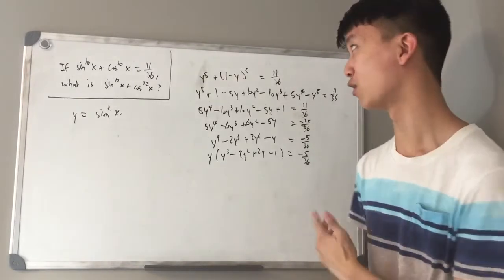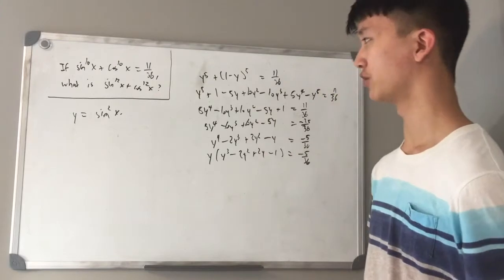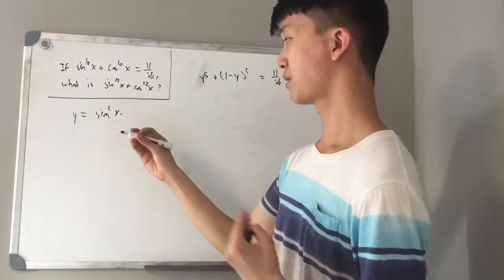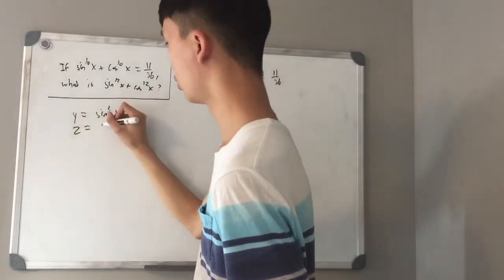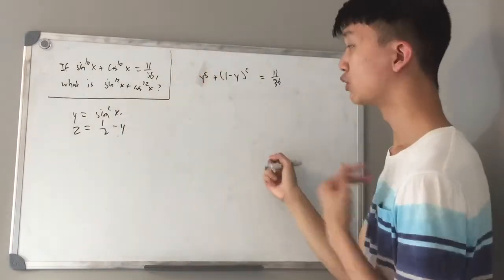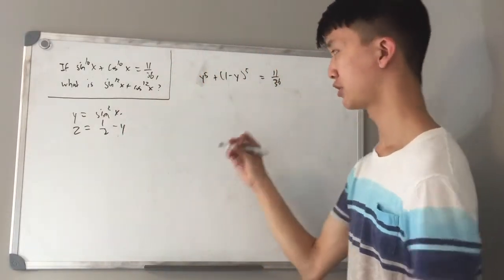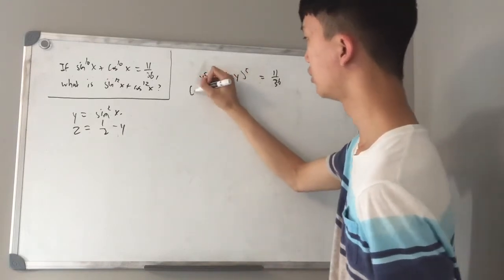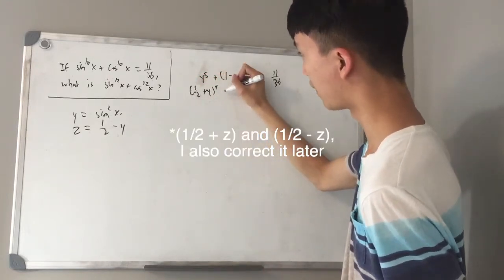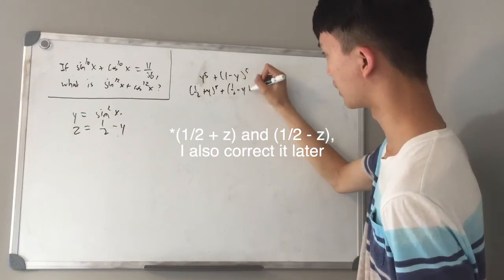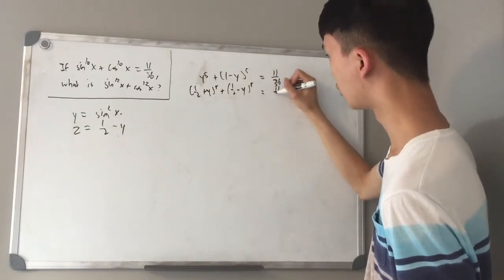So it's around this point that I wonder, can I make another substitution? And the answer is yes. Let's make the substitution z is equal to 1 over 2 minus y. We choose 1 over 2 minus y because it will balance out these two terms. So now substituting z in, we get 1 over 2 plus z to the power of 5 plus 1 over 2 minus z to the power of 5 is equal to 11 over 36.